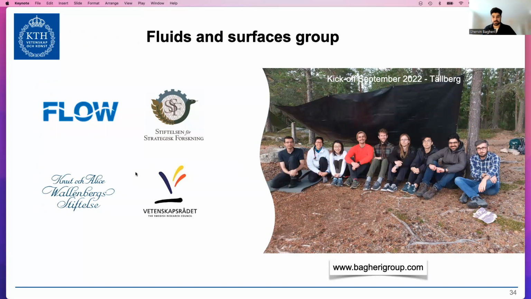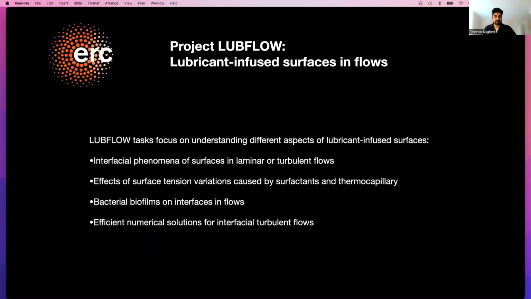And just one last slide. We're just kicking off an ERC project on liquid-infused surfaces and lubricant-infused materials in general. The focus is to continue some of the work we discussed now, but going deeper into this phenomenon. If you want to know more about this ERC project, don't hesitate to contact me, and I'm happy to tell you more about that.